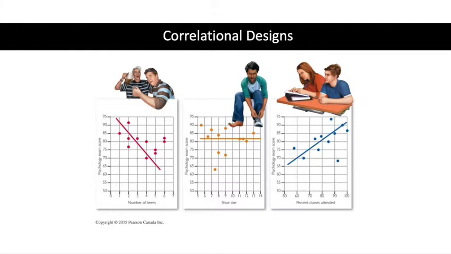Here is another depiction of how correlation can be positive, can not exist at all, or can be negative. On the far left here is a graph of a negative correlation: exam grades with the number of beers. And there's no correlation, it turns out, between exam grades and shoe size. That's the middle graph. And the far right graph is psychology exam grades with the percentage of classes attended, which is a positive correlation.